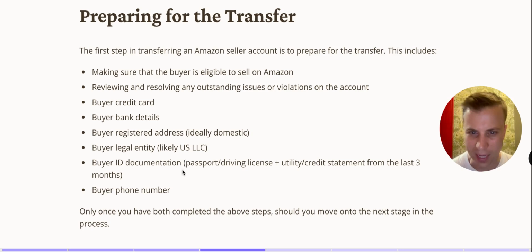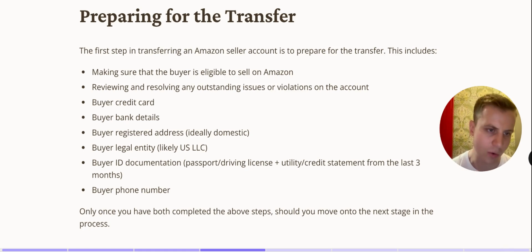Also, buyer ID documentation. Not a guarantee that Amazon will request this, but always good practice just to have this ready and on hand in case Amazon do a manual review of the account and request this information from the buyer. So typically that's going to be a passport or driving license plus a utility or credit card statement that's dated within the last 3 months.